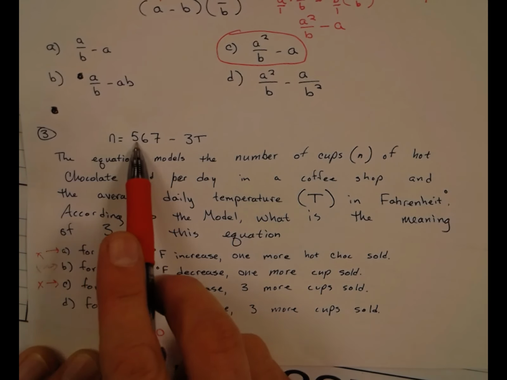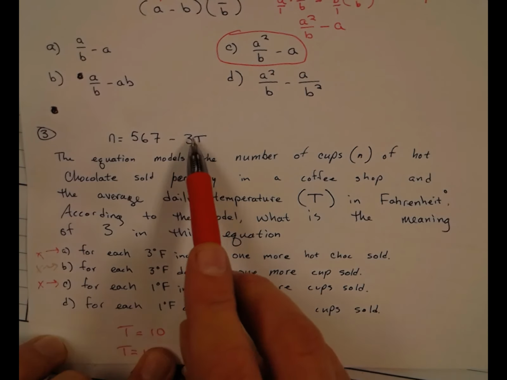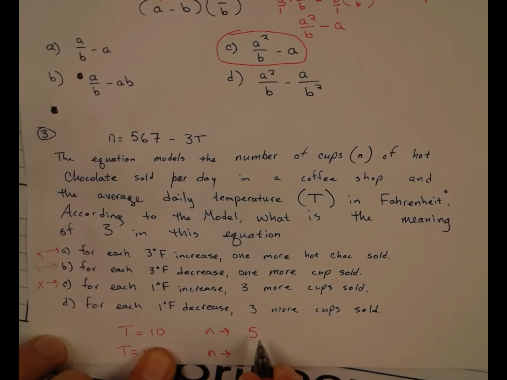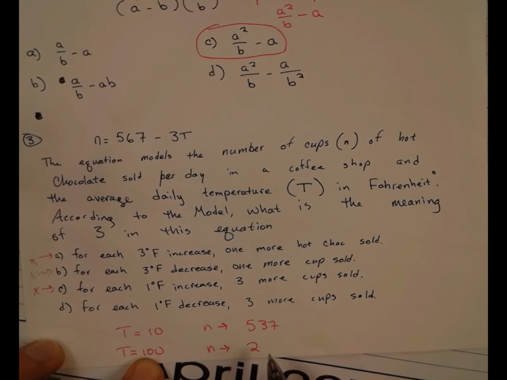So 567 minus, if T equals 10, minus 30, so that would be 537, where if it was 100 degrees, we would be minusing 300, and we would look at 267.